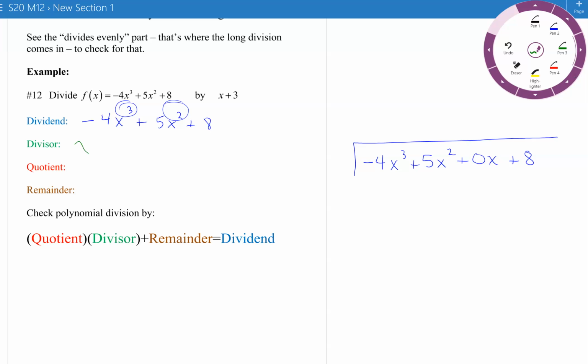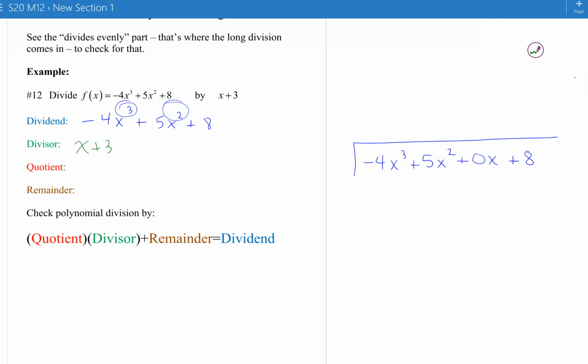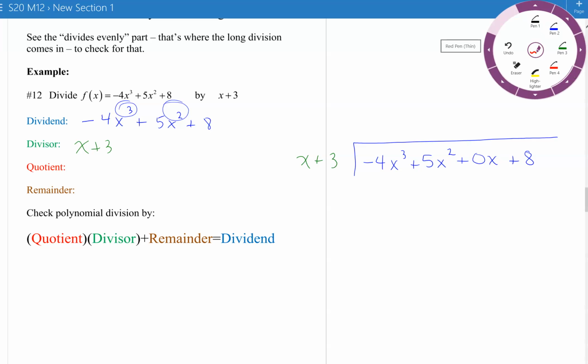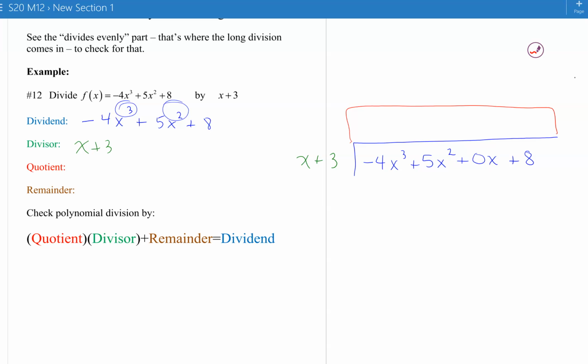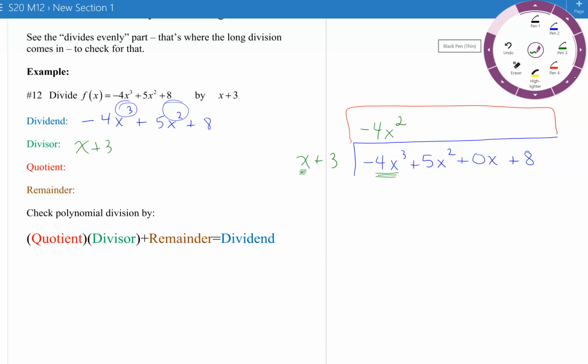Okay, so then your divisor is what you're dividing by. In this case, x plus 3. Then your quotient is going to be what you come up with on the top, doing your division process, and then your remainder will come out at the end. So the first step is to look at the first term of the divisor and the first term of the dividend and ask, what do I need to multiply the x by to get negative 4x cubed? And that's going to be negative 4x squared.